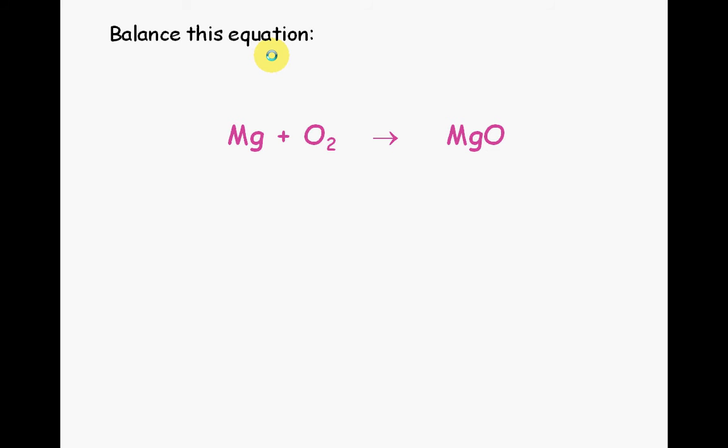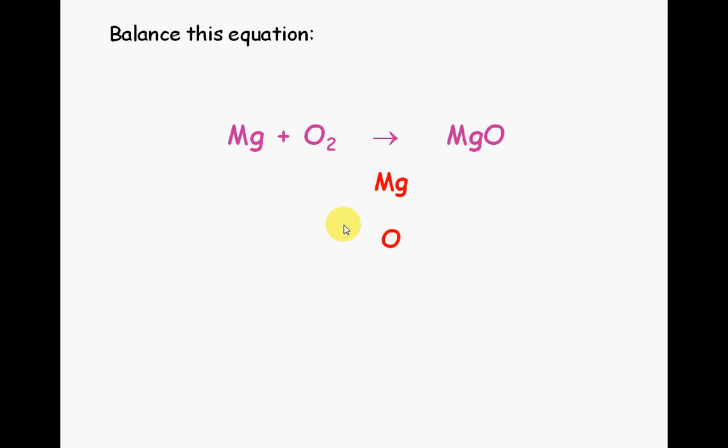Now, going into a little bit more detail. I'm not going to draw out all the atoms again because it's just time consuming. Okay, what we do instead is we identify what we have. Okay, so we've got magnesium, we've got oxygen, we've got magnesium oxide. Okay, and I've got my arrow here. Now, what I'd like to do is identify which elements I've got in my equation. Now I've got 2 elements and those are magnesium and oxygen.